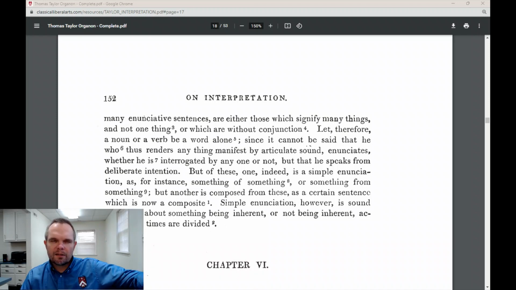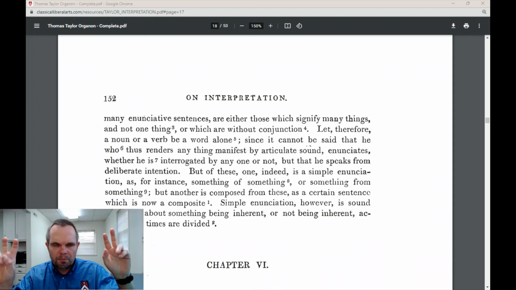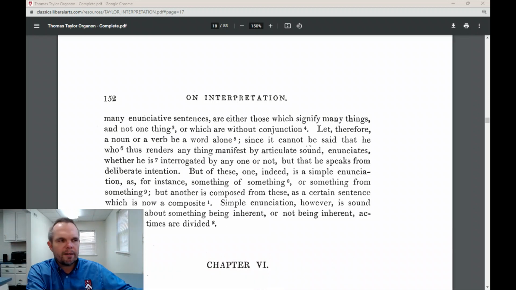Let's not talk about nouns and verbs as speech anymore. Let's make it clear that they're simply words. They're simple expressions of simple, disconnected ideas. So let's get nouns and verbs out of the way and focus on enunciative speech.